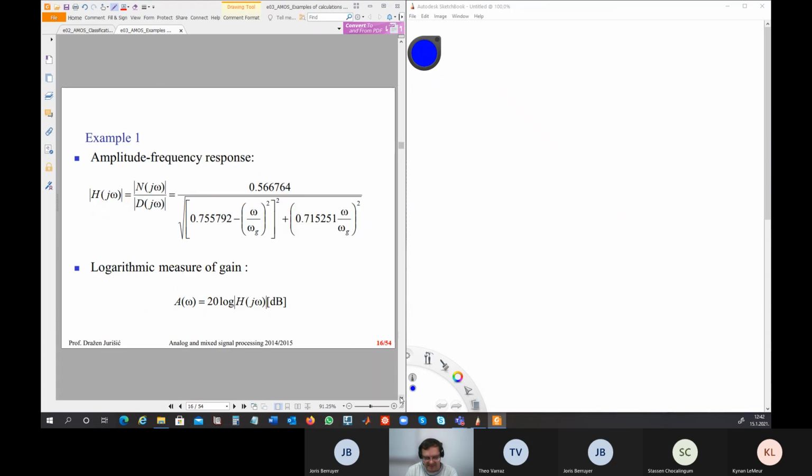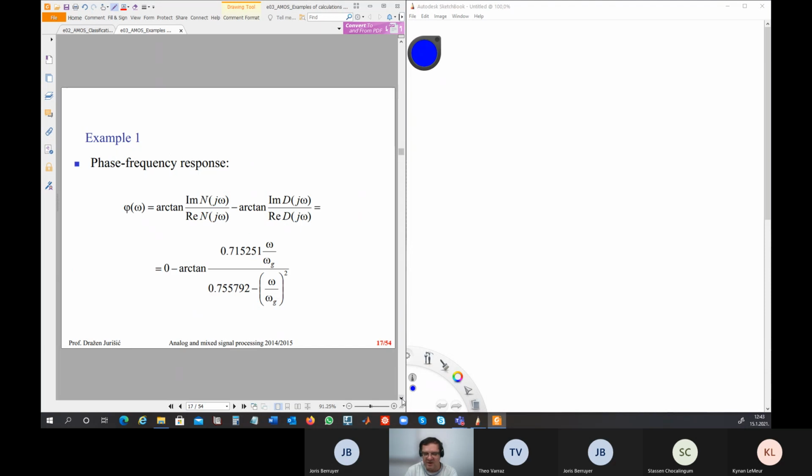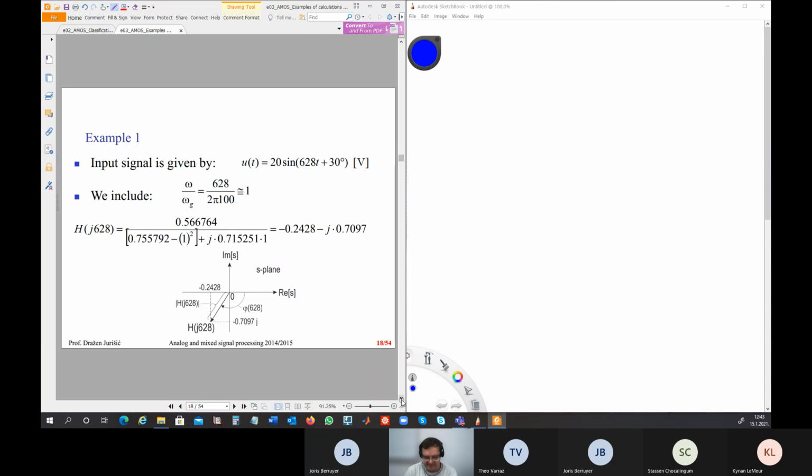And then the amplitude frequency response looks like this. If you make a logarithmic measure, then you must include 20 logarithm of absolute H of j omega. Or if you calculate the phase, it's arctangent of imaginary over real, and that's it. Now, a very important notice, which I want to show you. It's always very useful to calculate.